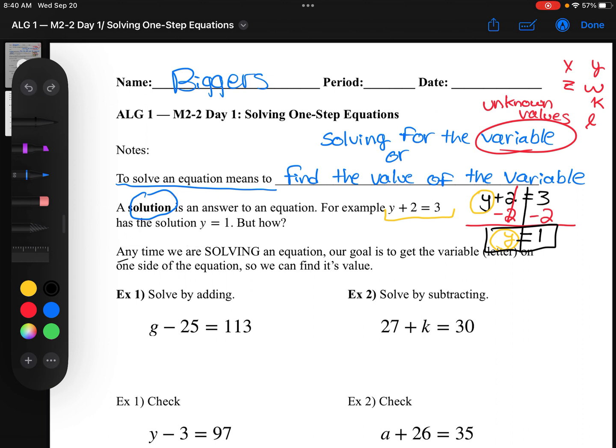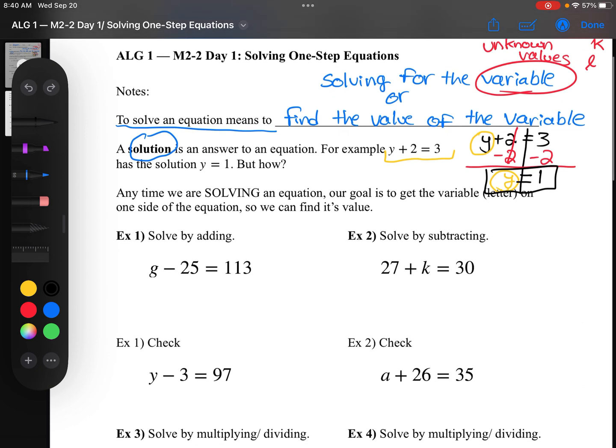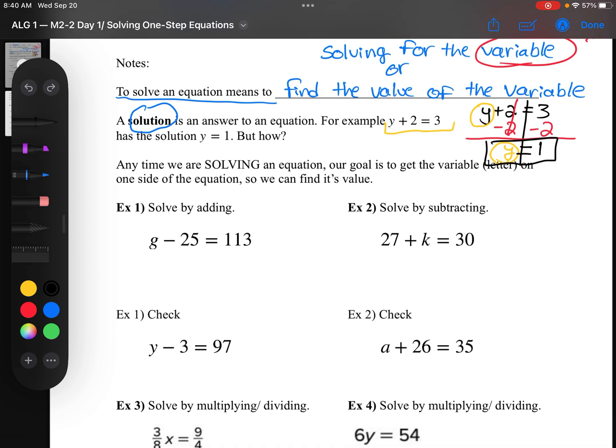Okay? So anytime we're solving an equation, our goal is to get the variable or the letter on one side of the equation so we can find its value. That is exactly what we did here. We got the variable on one side of the equation and we got all of the numbers on the other side of the equation. So this is where we have to talk about operations and their opposites.